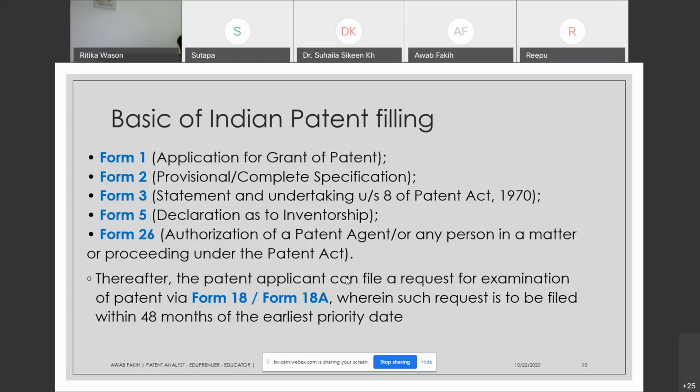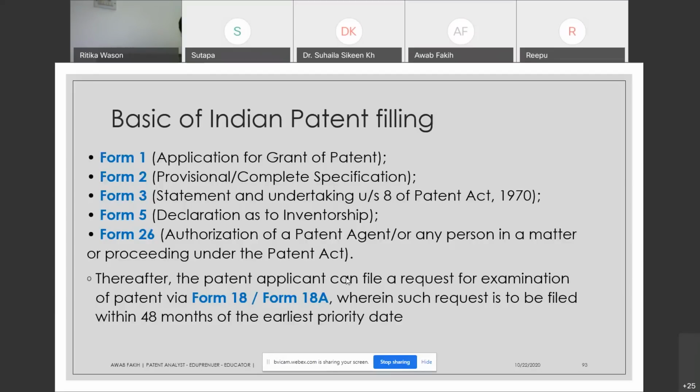So next is your Form 18. For example, once your application is published, your publication takes almost 18 months of time. If you want to make your publication faster, for example, over here Jyoti had asked, I think, why have you not included Form 9? If you want to make the publication faster, within 30 days to 3 months, in that case, Jyoti ma'am, you can use Form 9.